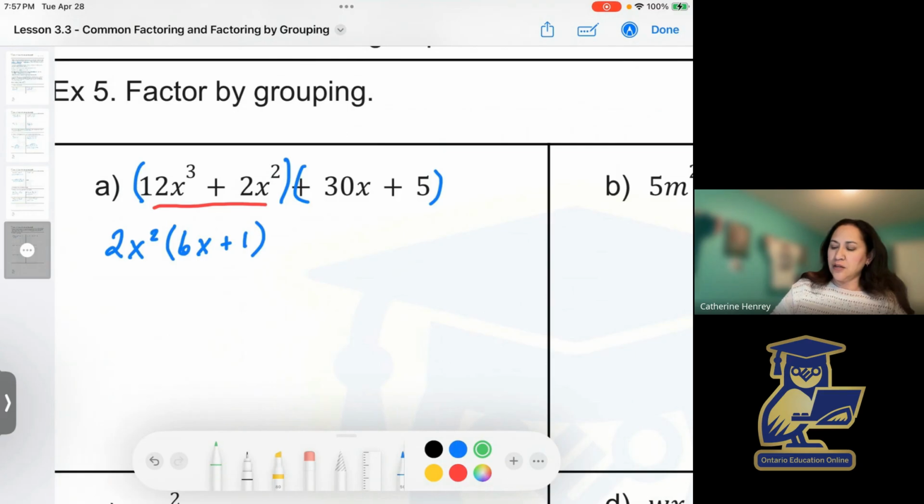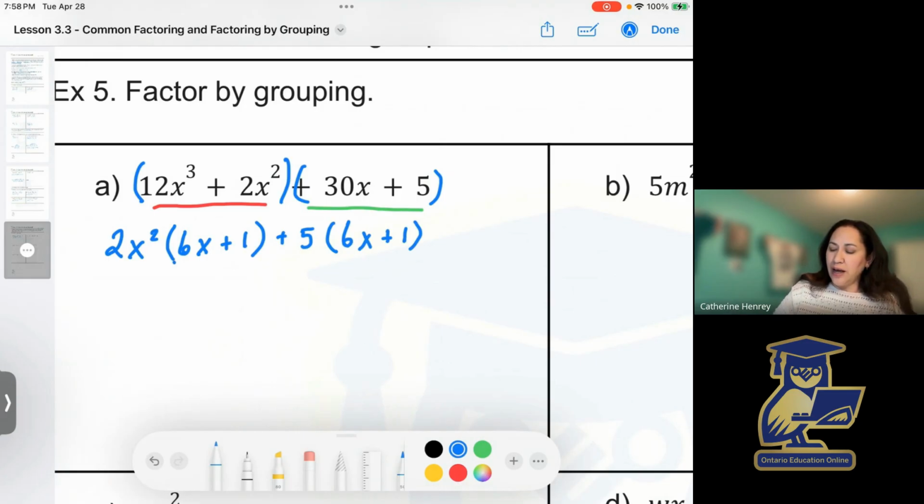Now I'm going to focus on the second group and take out a common factor between positive 30x and 5. For here, it seems like I can take out a positive 5. I can't take out any x's because both terms do not have x's. So 30x divided by 5 will give me 6x, and then 5 divided by 5 is going to give me 1. So now this is what we're looking to see.